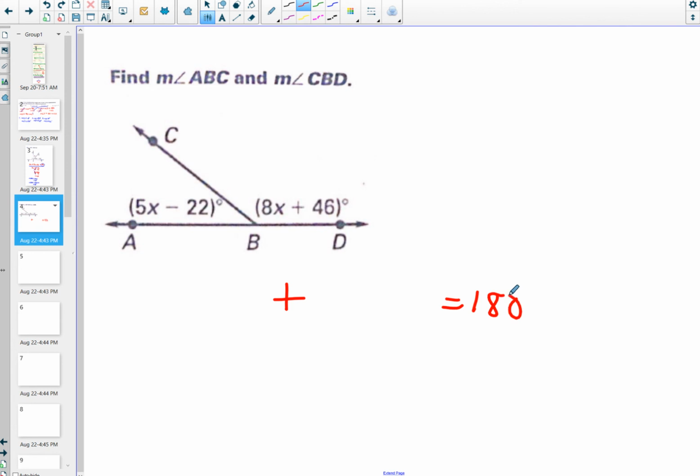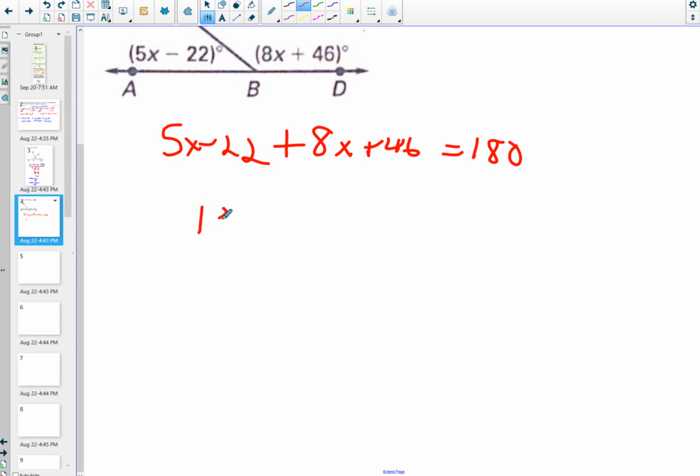But what am I going to add? 5x minus 22 and 8x plus 46. 5x plus 8x is 13x. So that does give me 13x. Negative 22 and 46 is 24. Plus 24 equals 180.